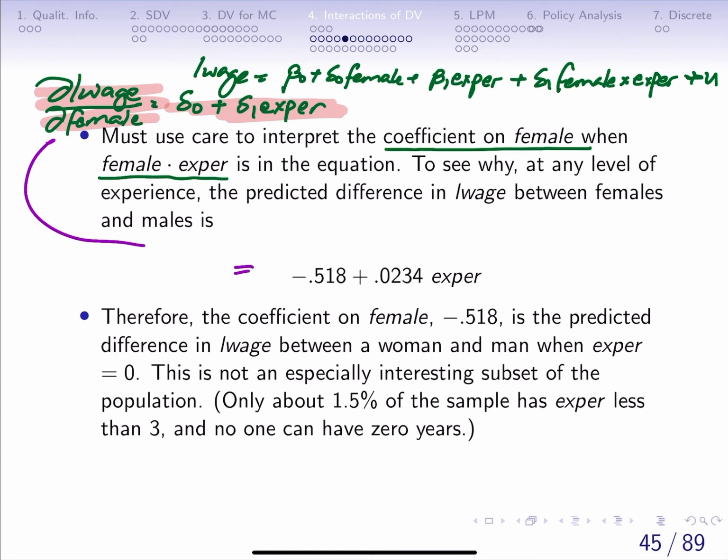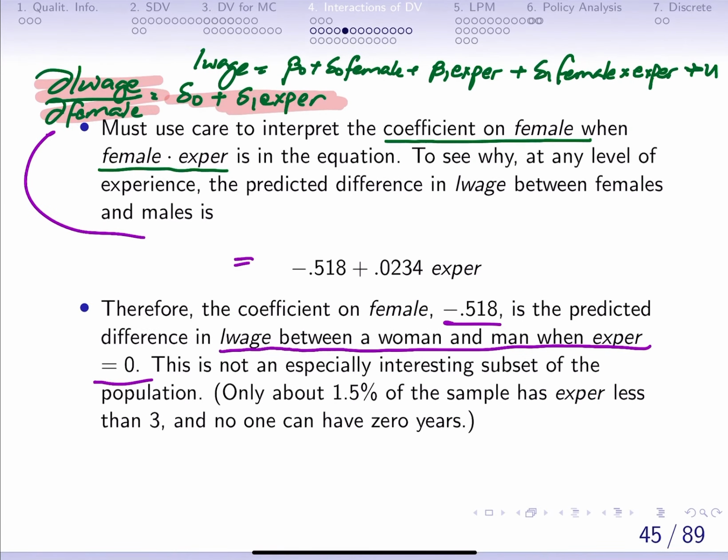So here we're saying that the coefficient on female is negative 0.518, which is the predicted difference between log wage of a female or a male when experience is equal to 0. So if you plug in experience equals 0, this is the intercept. And so this is the difference basically. So experience equal to 0 is not very interesting because we're trying to look at what is going on with adding additional years of experience and what's happening to that difference because of that.